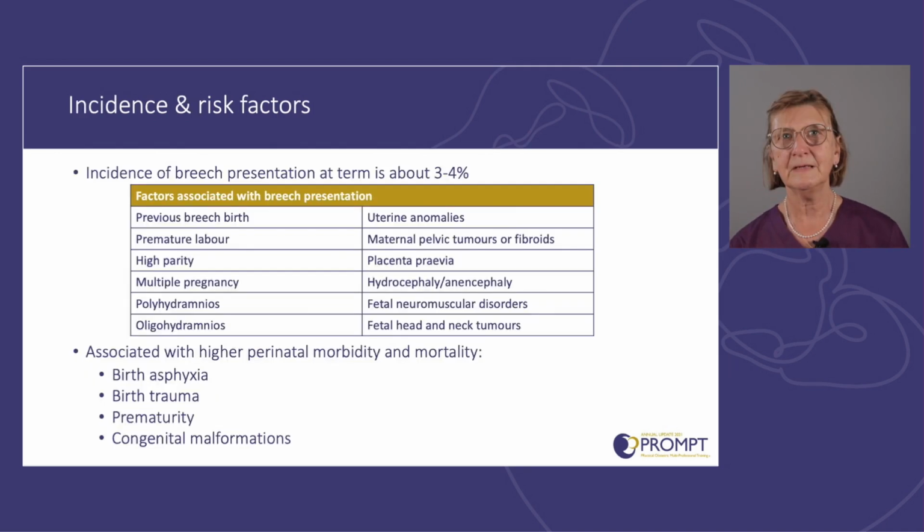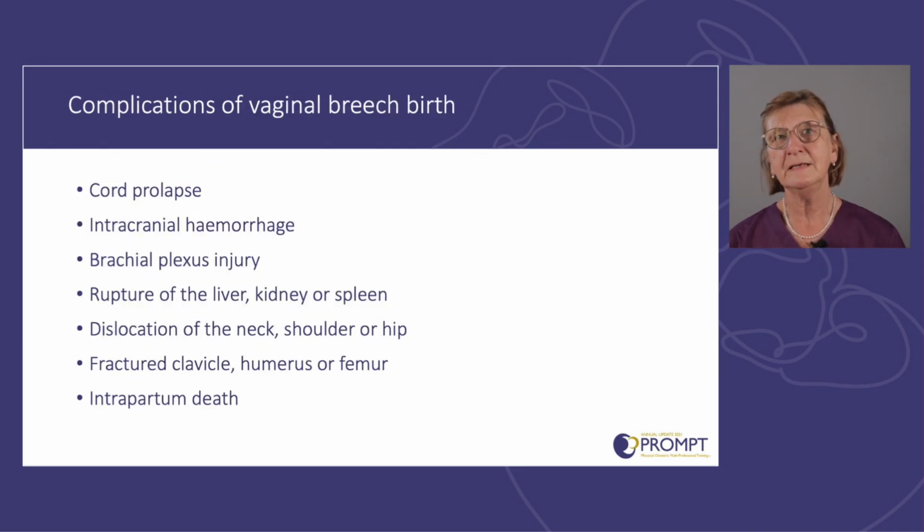Moving on to the incidence and risk factors associated with vaginal breech birth, the incidence of breech presentation at term is about 3 to 4% of births. It's associated with a higher perinatal mortality and morbidity, and those include birth asphyxia, birth trauma, prematurity and congenital malformations. You can see in the table there's quite a large group of risk factors that are associated with breech presentation. Thinking of complications of a vaginal breech birth, there's again quite an extensive list.